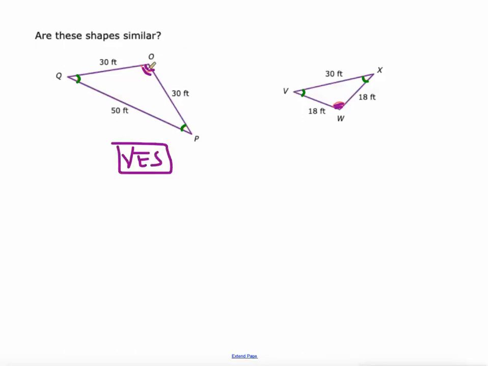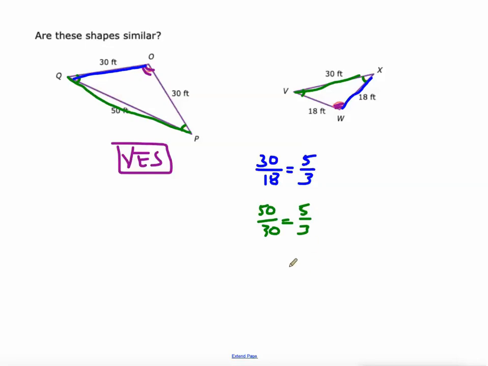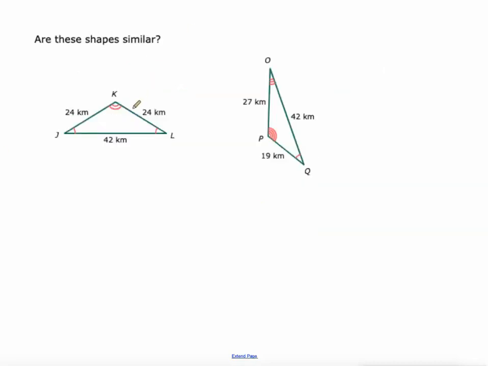All right, and we'll check a couple of the sides one more time here. 30 to 18, each one of those is divisible by 6, so we can call that 5/3. That's the ratio. And then we'll also look at the base, that 50 to 30, and 50 to 30 also simplifies to 5/3. So one more time, you can see that there's a constant ratio there. You could say that this triangle VXW has been multiplied or dilated by a scale factor of 5/3 to create triangle OPQ. Let's just race through these real quick.